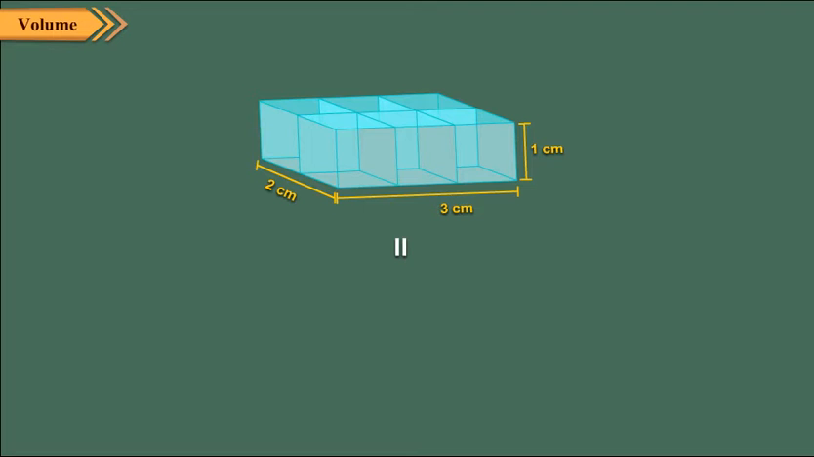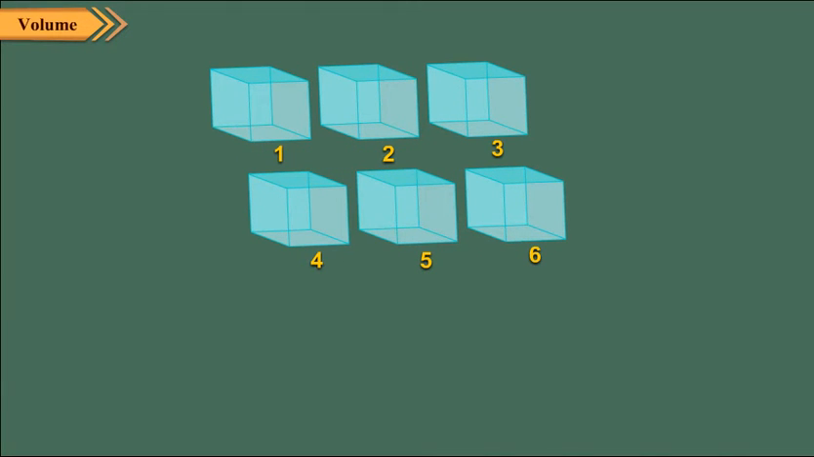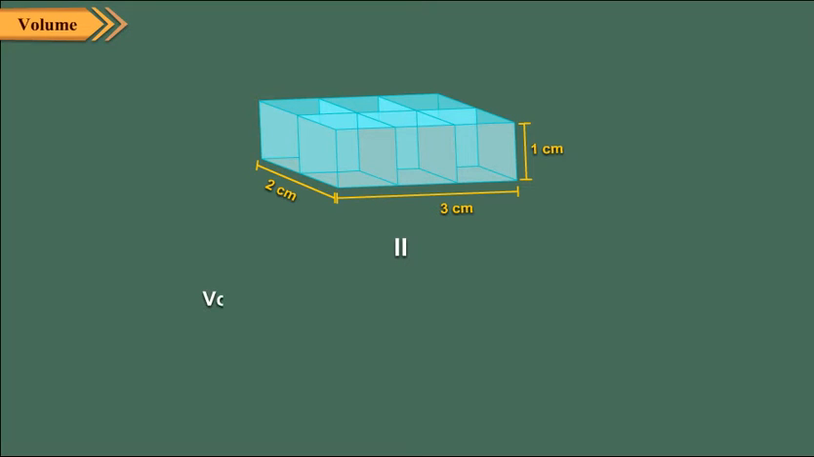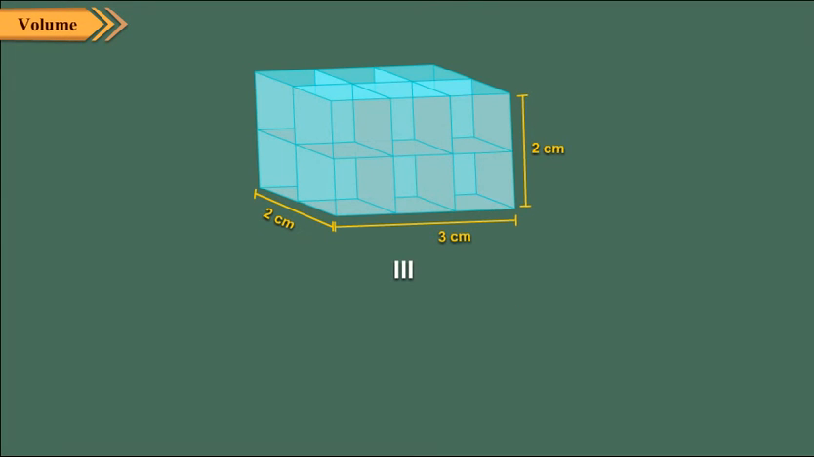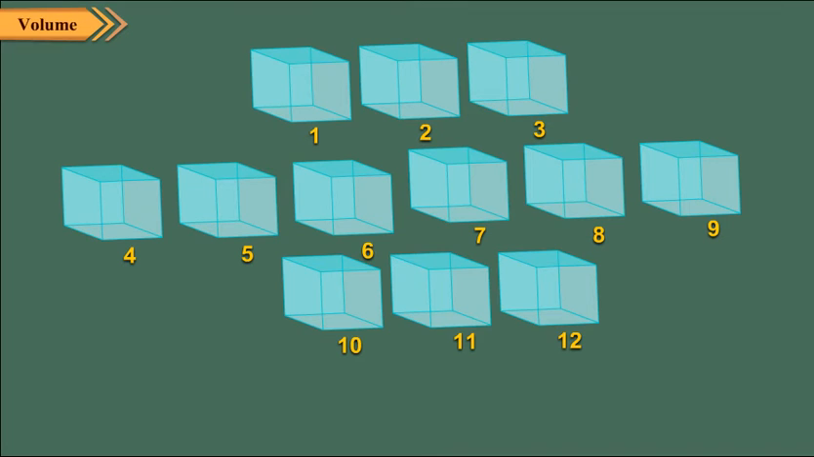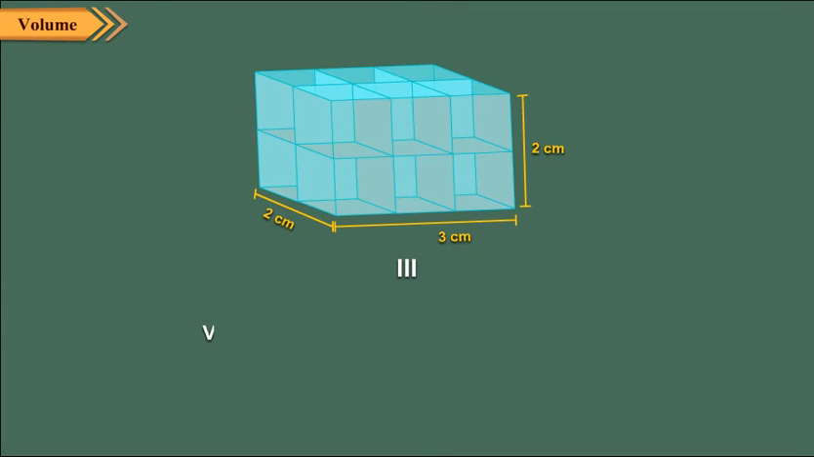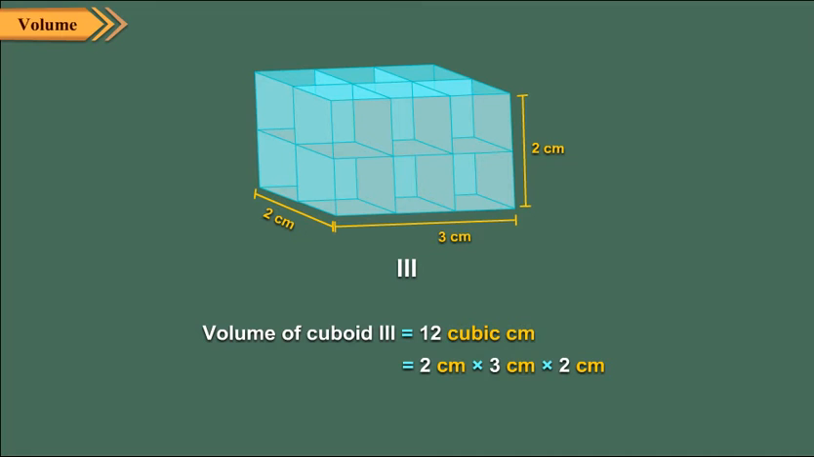In cuboid 2, there are 6 unit cubes. So its volume is 6 cubic centimeter. Also, its dimensions are 2 centimeter into 3 centimeter into 1 centimeter. In cuboid 3, there are 12 unit cubes. So its volume is 12 cubic centimeter. Also, its dimensions are 2 centimeter into 3 centimeter into 2 centimeter. So what do we conclude?